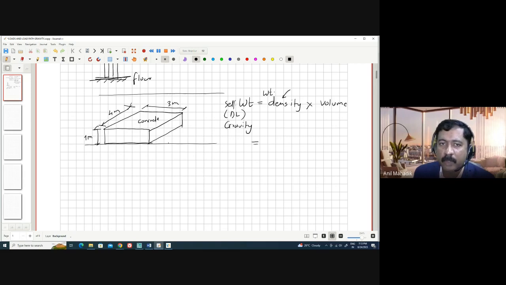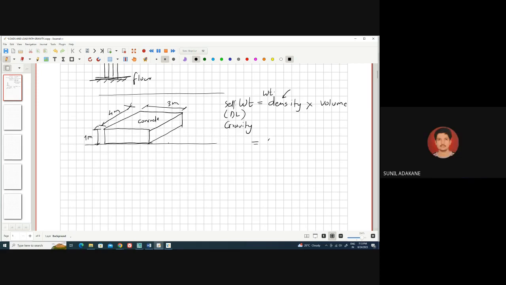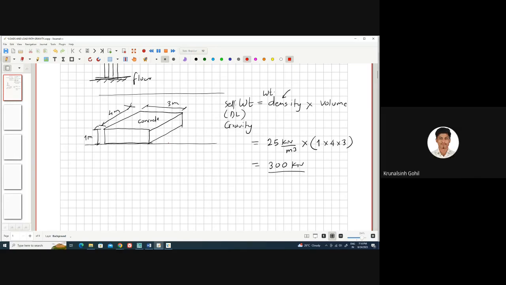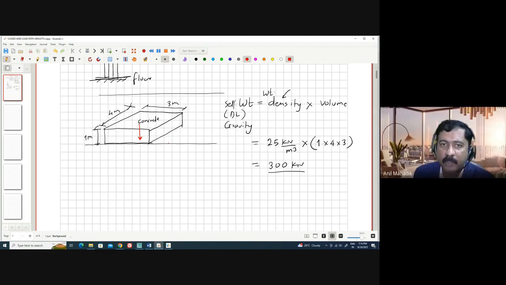Now tell me what will be the weight of this block. What is the density of concrete? 25 kilonewton per meter cube, into volume. What will the volume be? 1 meter into 4 meter into 3 meters, simple. So total weight is, in which direction? Vertical direction. Vertically downward in the gravity direction, right? Any object having some density will have this self weight in the gravity direction. So this is your total weight.